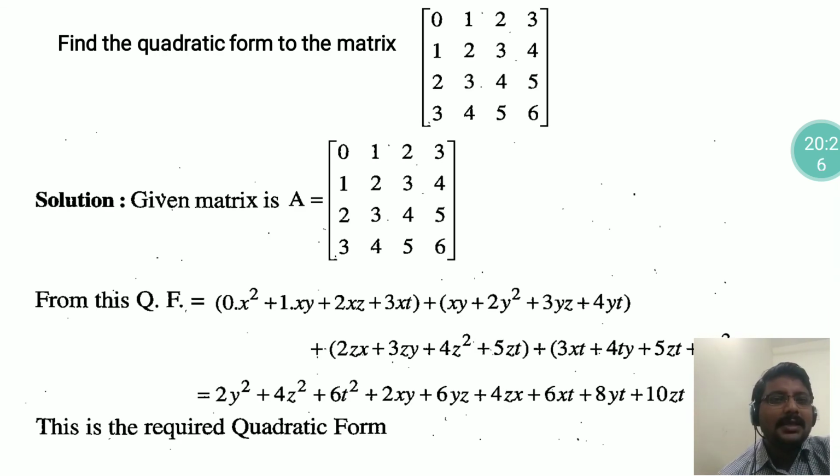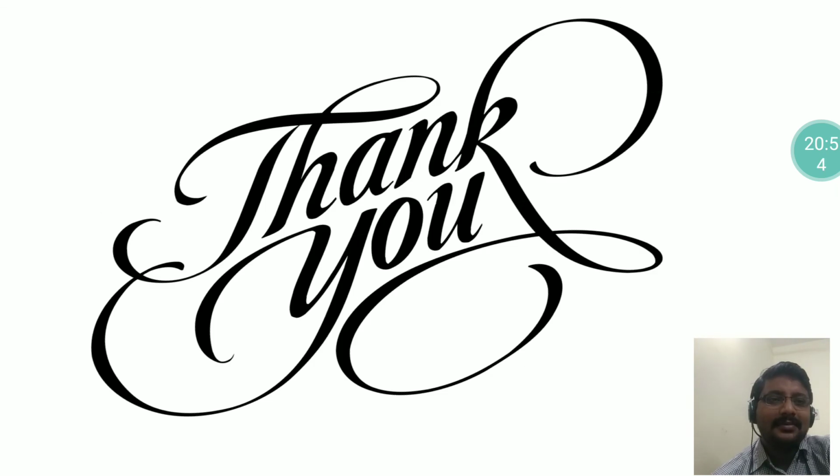Find the quadratic form of the matrix. So clearly A is given here, and the quadratic form is obtained by multiplying X transpose AX. Here we are defining 4 variables because the given matrix has order 4 by 4. So the variables used are X, Y, Z and T. 4 variables are used here. So multiplying these 3 matrices, we will get the quadratic form like this. Thank you.